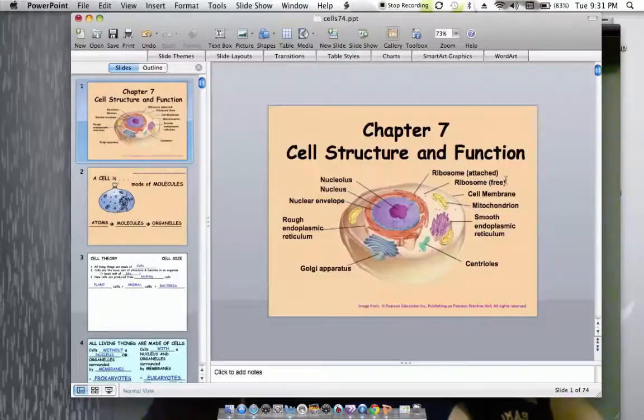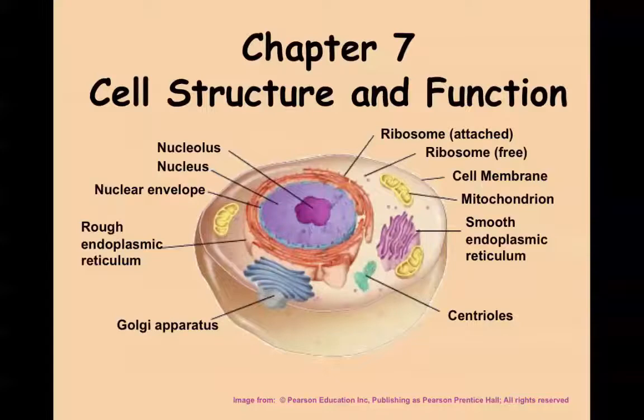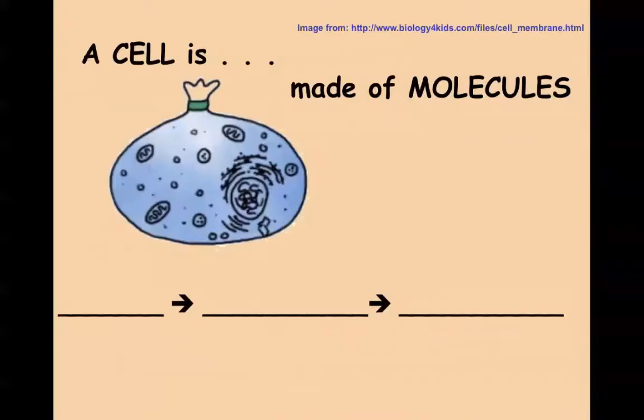Alright, so the first thing we're going to do, we're going to look over just a few slides here. So obviously this chapter is over cell structure and cell function. So this is our cell, particularly an animal cell. All cells are going to be made of molecules. So we know, or hopefully you know from chapter 2, that molecules are made from atoms, and that's why we study atoms. The atom is the smallest thing that biologists study. So again, atoms make up molecules.